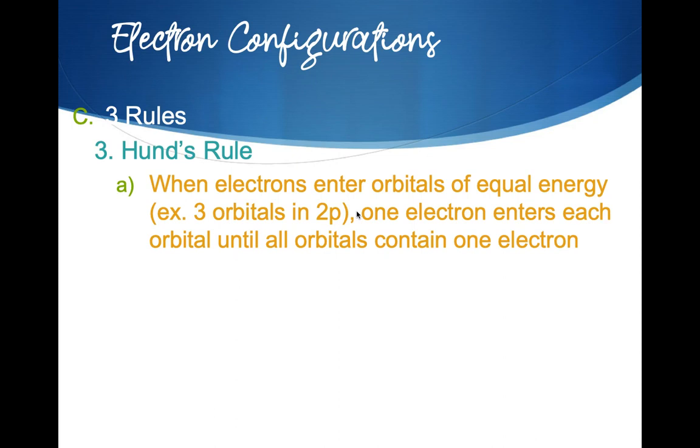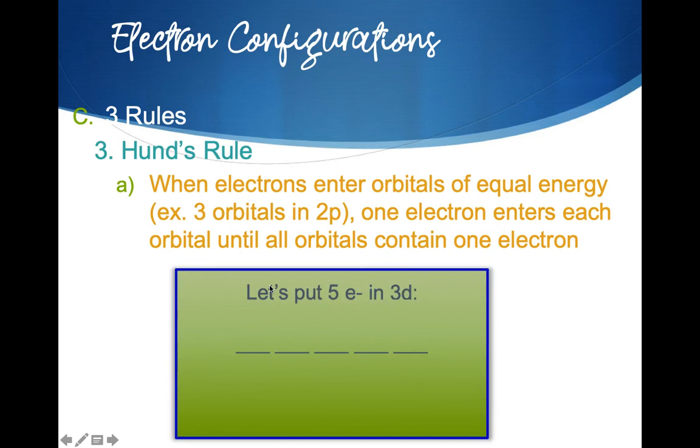Everybody sits in their own seat on the bus, and you only double up if you have to, because you don't want all that negative energy next to each other. You just want to be by yourself. That is the analogy of Hund's rule. If the electrons can take their own seat, their own orbital, they take their own seat and they only double up if they have to. Here's a chemistry example.